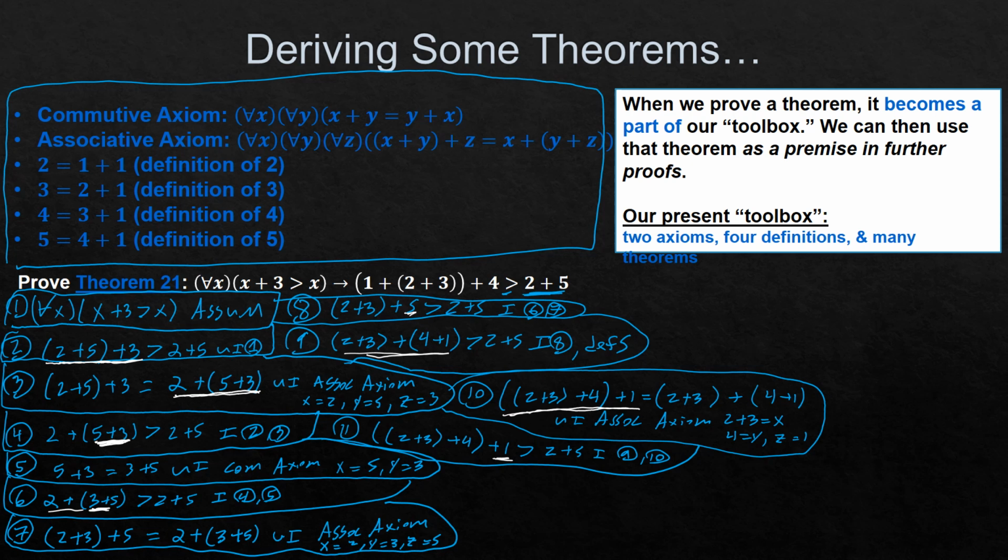And so for line 12, we'll say parentheses, 2 plus 3, close parentheses, plus 4, close parentheses, plus 1 is equal to 1 plus parentheses, 2 plus 3, close parentheses, plus 4, close parentheses. So this is the commutative axiom, the universal instantiation of it. And x is equal to parentheses 2 plus 3, close parentheses, plus 4, and y is equal to 1.